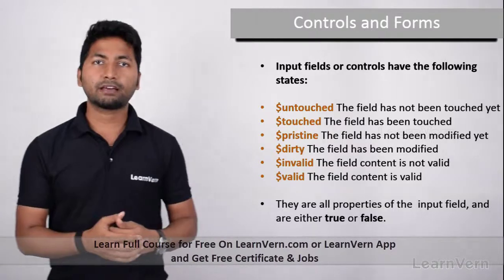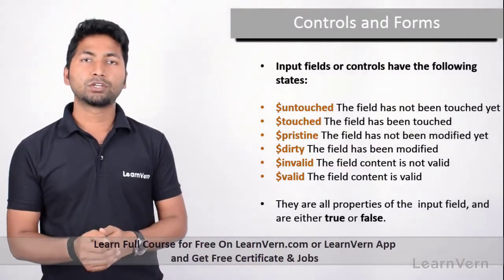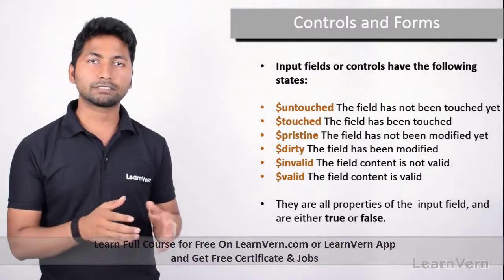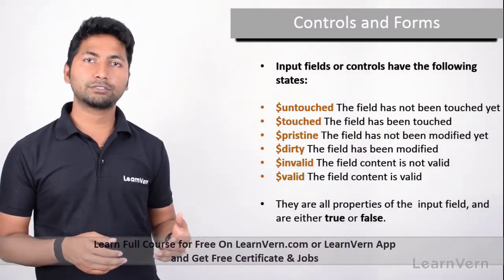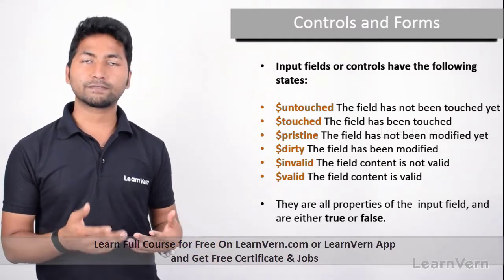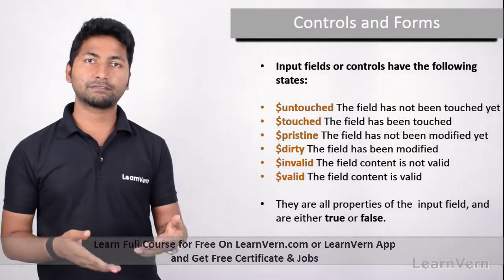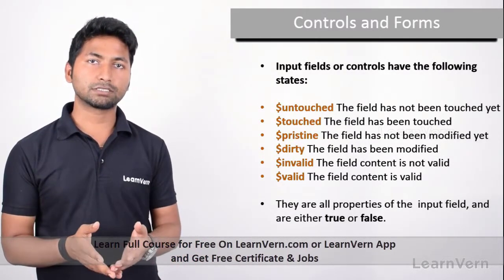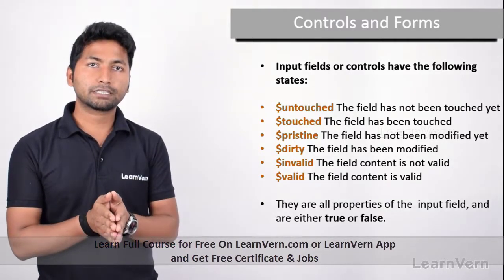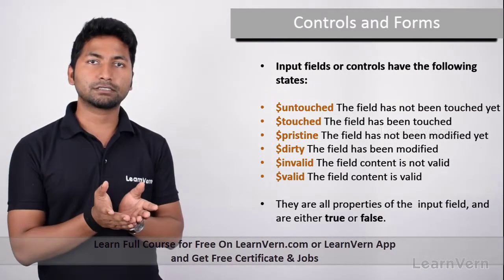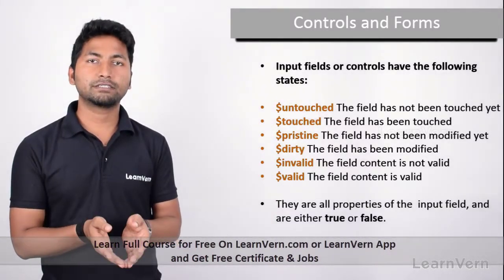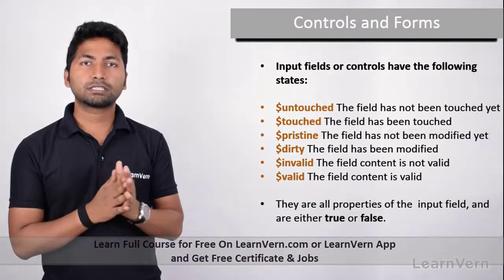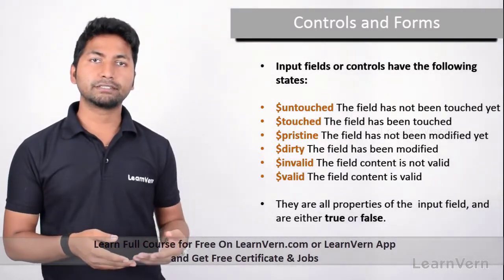Similar to this, we have $invalid, okay. Suppose I have a text box and I have written some invalid content in that text box. In that case, it will return me true. If I have written some invalid content, then it will display the true value. So by that I can understand that yes, there are invalid characters or invalid things, and validation has not been performed properly. So this is about touched, untouched, valid and invalid.